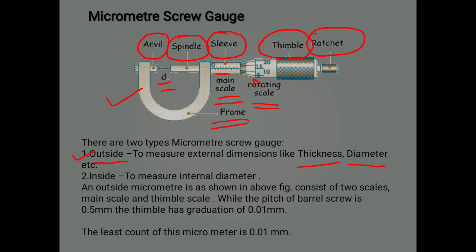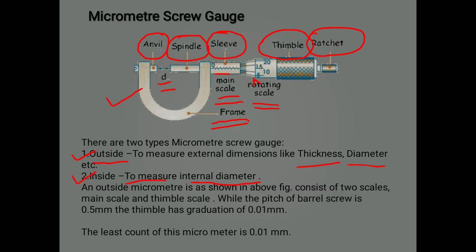After that you can see there is also an inside micrometer, which is used to measure the internal diameter. The second type you can see over here is to measure the internal diameter. So these are the principal parts. In the exam you have to draw this diagram as well as the principal names of the parts dealt with here.